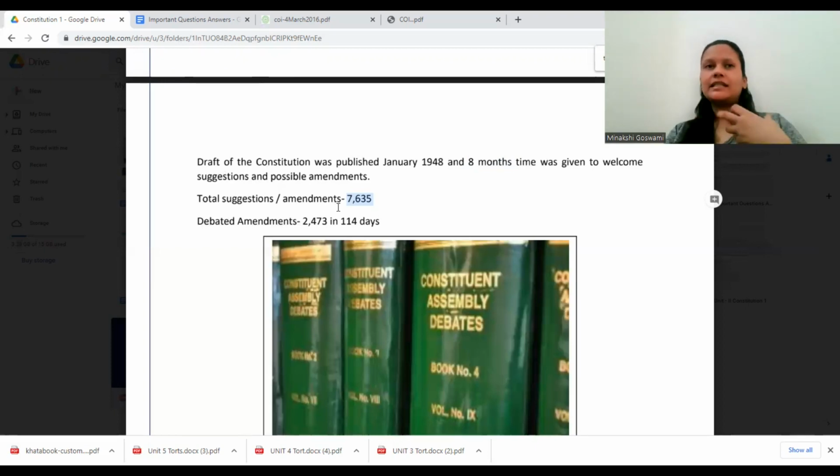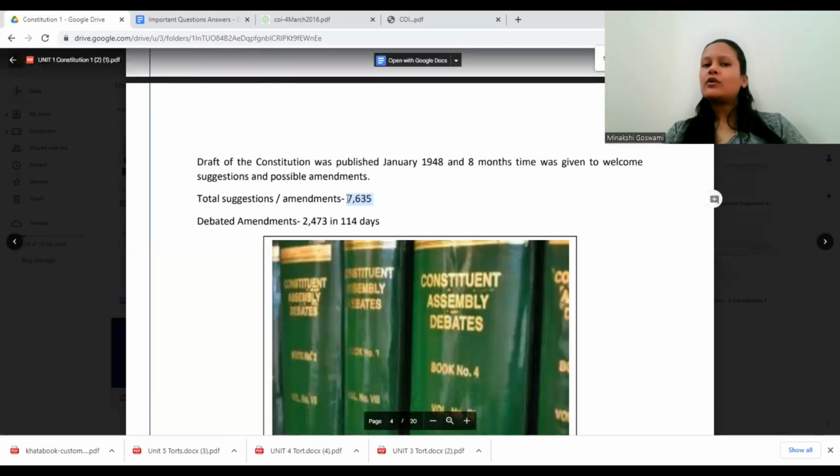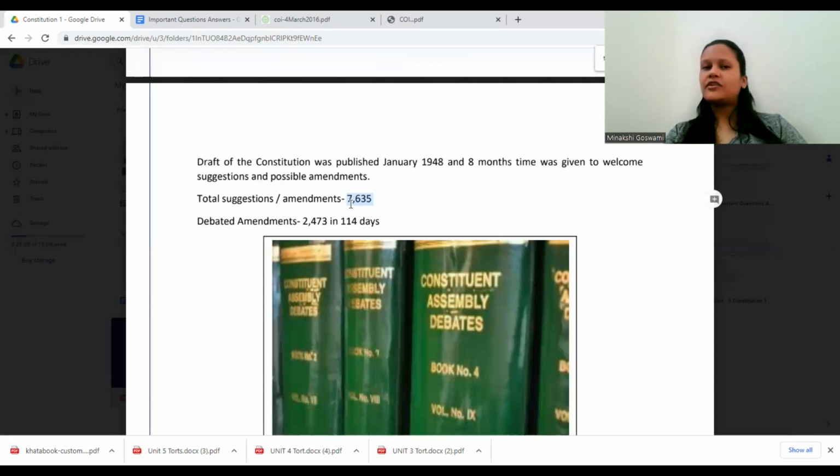And there is a possibility that some of those provisions might be repeated also. Some of those proposed amendments might be repeated. Whatever I feel, you might also think the same thing. So out of those total 7,635, there were 2,473 suggestions which they took up, and there were debates on them, that whether it can be incorporated or not, what will happen if we incorporate it, what will happen if we ignore it. All those debates continued for 114 days.